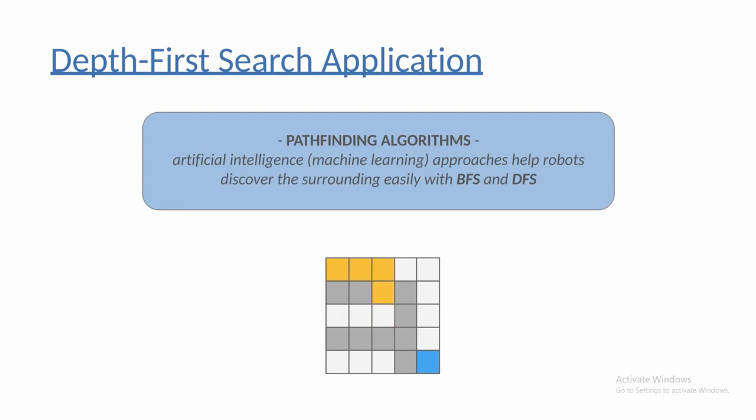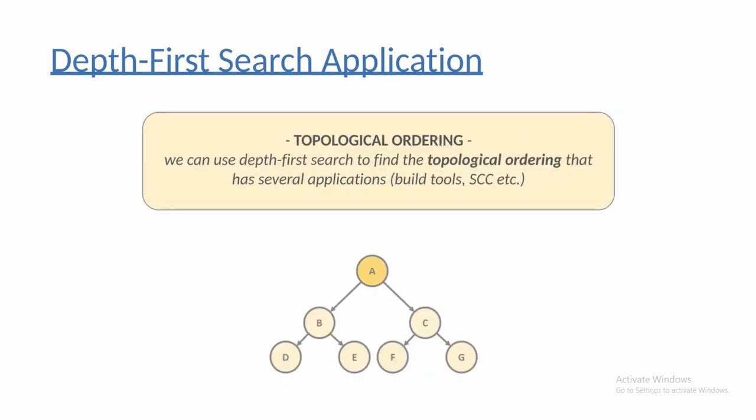Artificial intelligence and machine learning approaches help robots discover the surroundings easily, either with breadth first search or with depth first search. Then of course we can use depth first search in order to find the topological ordering that has several applications. For example, in build tools such as Maven or Gradle, the topological order of the processes is extremely crucial. And by the way, we can find the strongly connected components with the help of topological ordering.